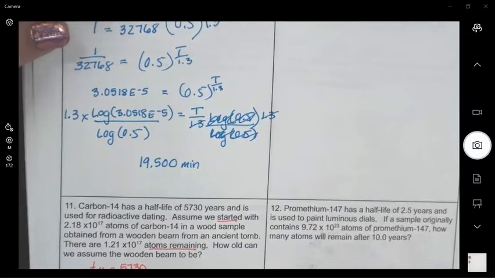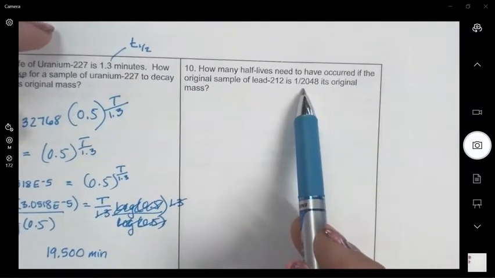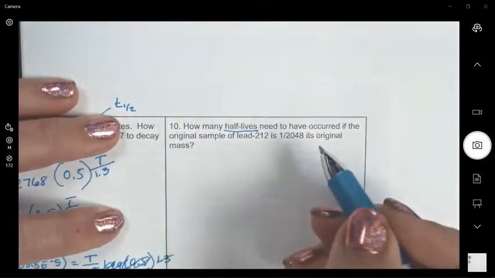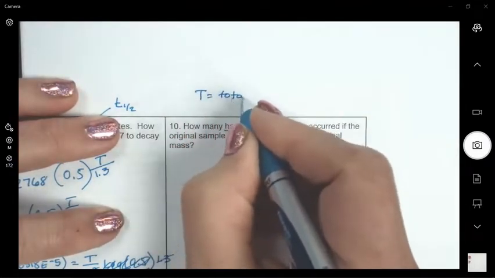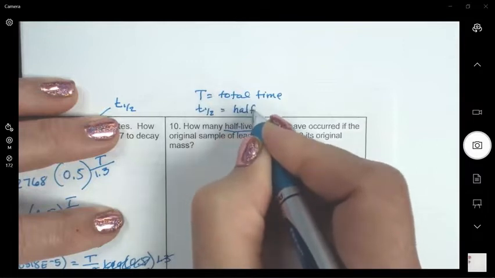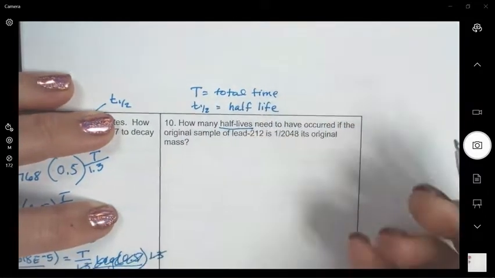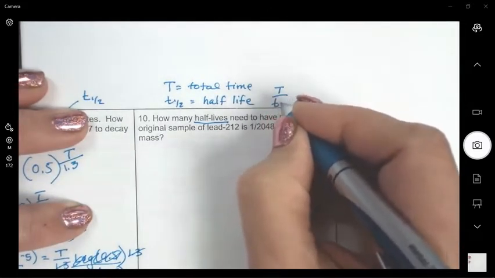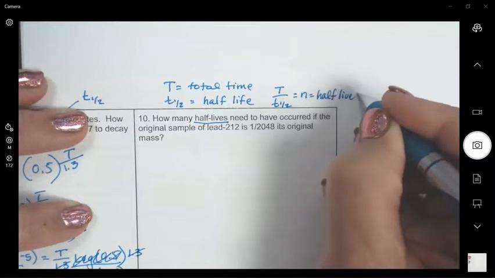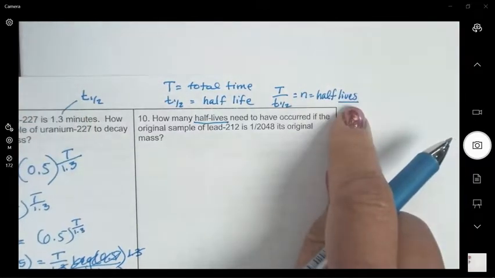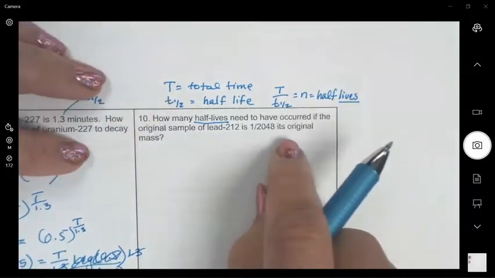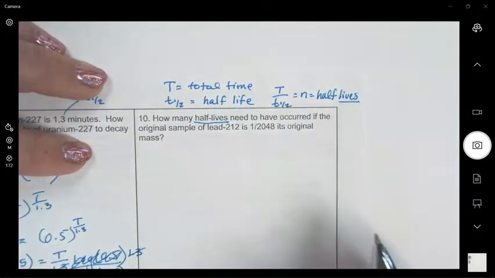Yes. So for my time, you didn't include the time or the half-life. So how are we supposed to do that? Okay, so how many half-lives? So remember that T is total time. This is half-life, right? And T divided by this is N, which is equal to half-lives. How many half-lives have gone? So they do give you both. I mean, you're solving for N. It's asking for N. Does that make sense? Yeah.